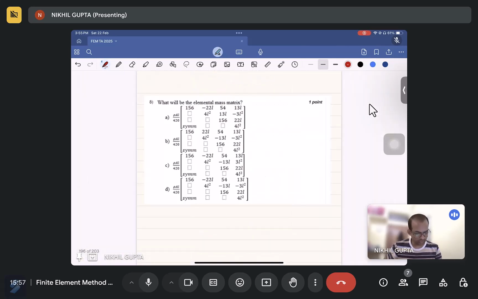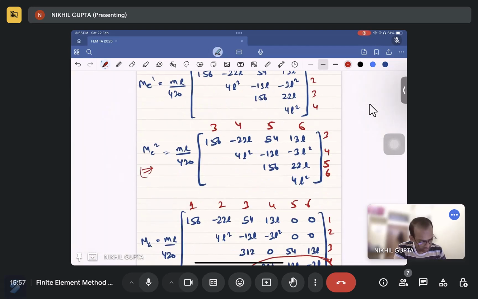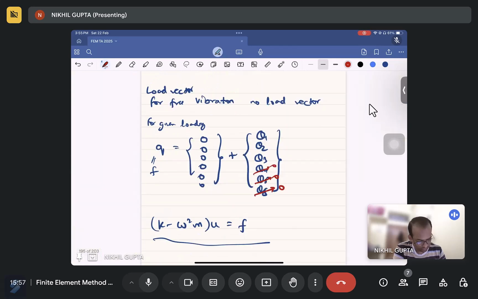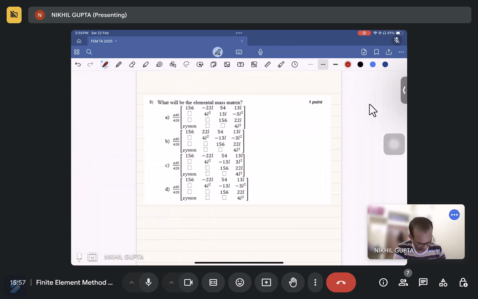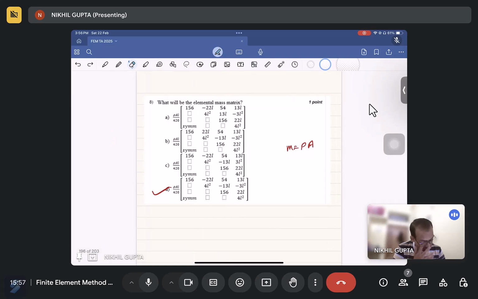Okay, let's go to the other question. What will be the elemental mass matrix? So this also we have computed before. So this is the elemental mass matrix. So it's 156 ML by 420. So M, you know, is rho A. So the answer, you see this is matching. 54, minus 13, minus 13, it should be minus 13. Yes, correct. So the answer is D.